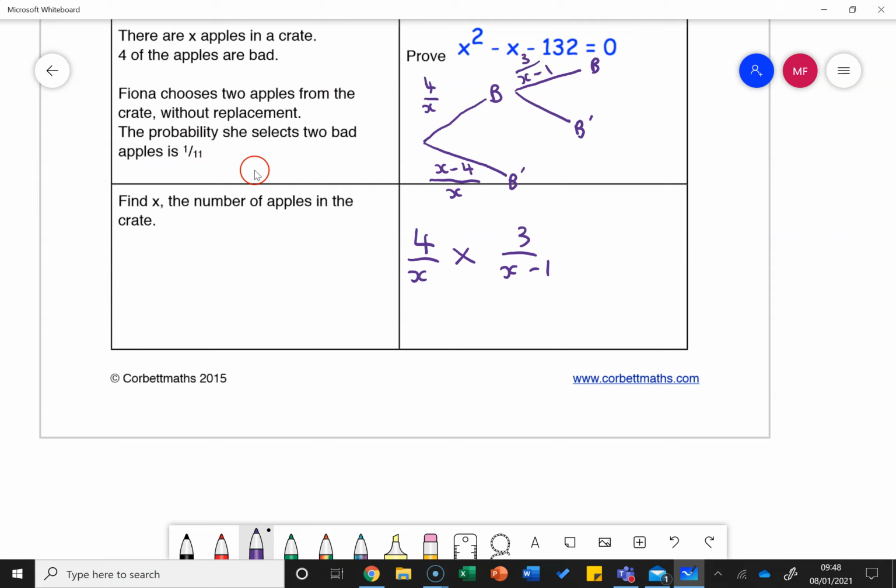Yeah, but it tells you it's 1/11th, so that is 1/11th. And telling me it's times. So I've got to play around with this now. There's nothing to do with probability anymore. This is just about algebraic fractions and mucking around.